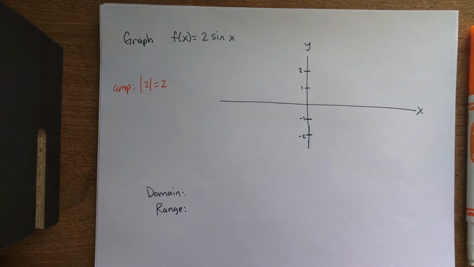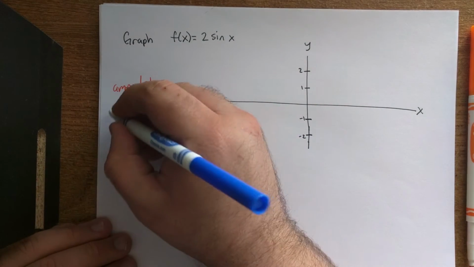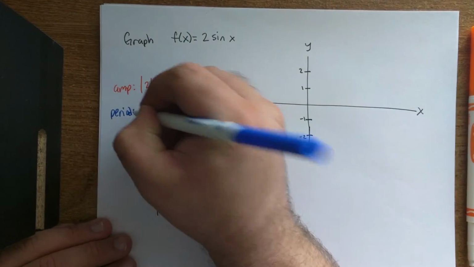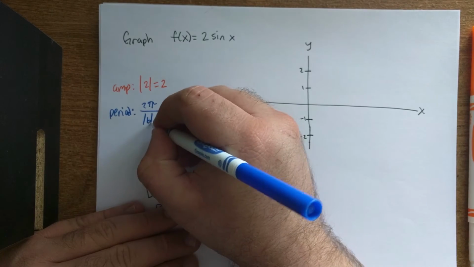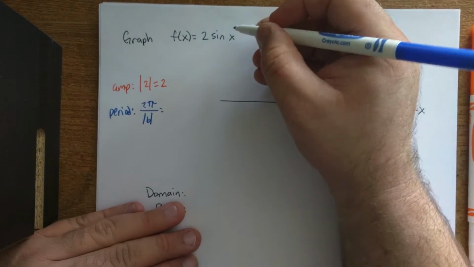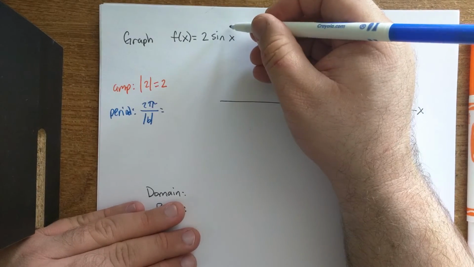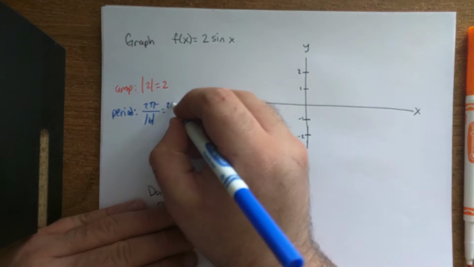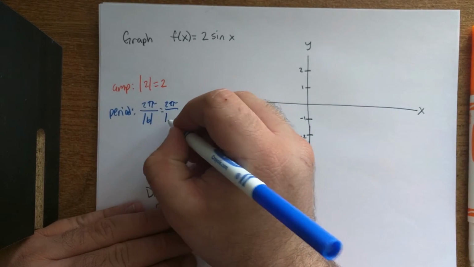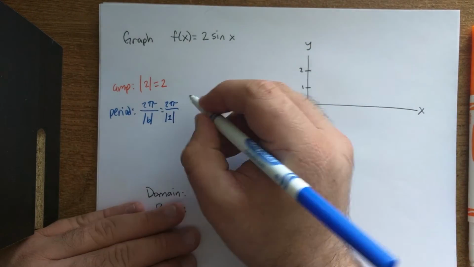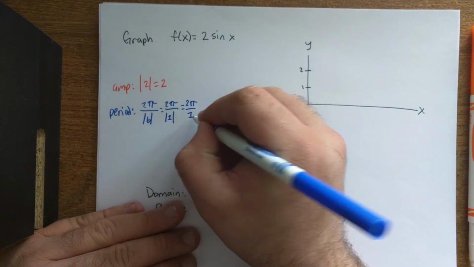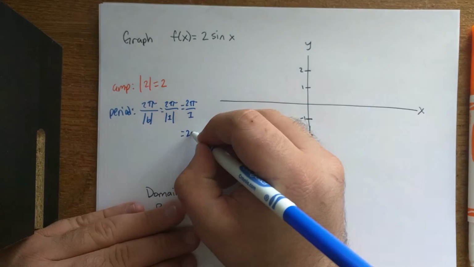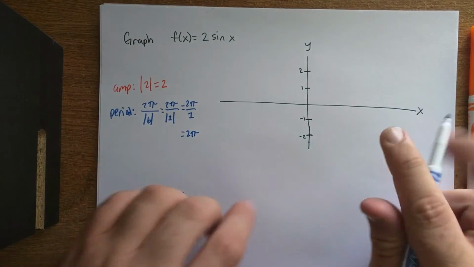Let's go ahead and find the period now. The period is going to be 2 pi over the absolute value of b. Now, b in this case is just a 1. This is 1x. So I have 2 pi over the absolute value of positive 1. But the absolute value of positive 1 is still positive 1, and 2 pi over 1 is just 2 pi. So that's how long my one period is.